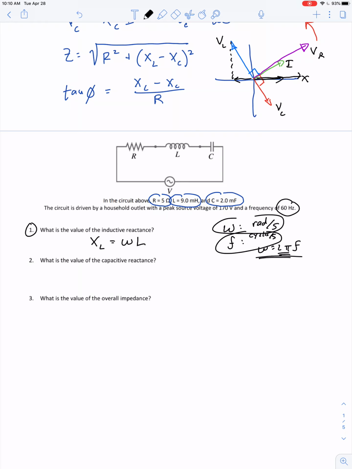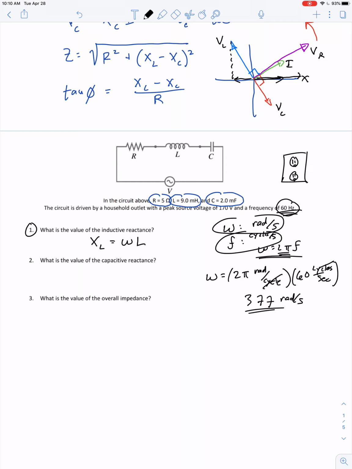So first of all, let's figure that out. Omega would be 2 pi, and what we really mean is 2 pi radians per cycle, multiplied by 60 hertz. By hertz we mean cycles per second, so you see cycles cancel out and we're left with radians per second. Grab a calculator and see what you get. When I multiply this out, I get about 377 radians per second. And this is a common value. The frequency of 60 hertz is the frequency of AC we have from our household outlets. So you can think of it as 377 radians per second.